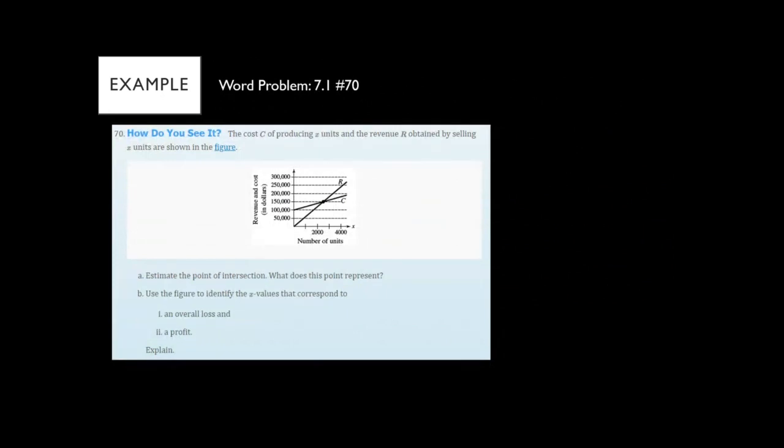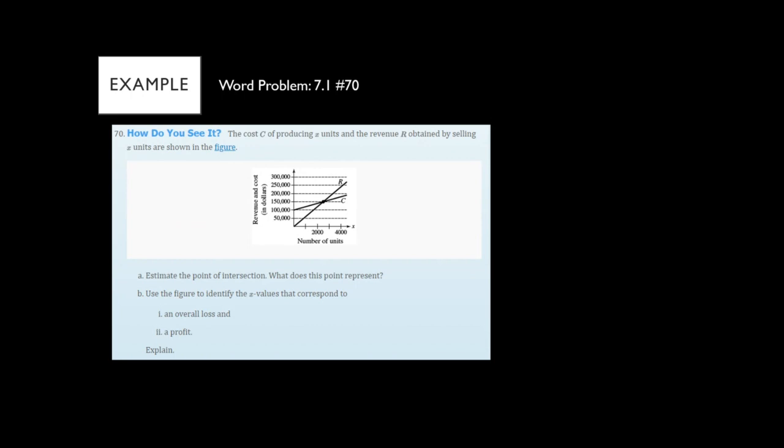Okay. Now this is also from 7.1. This is number 70. So they've already given us the graph here. And so this is a cost versus revenue graph. And this is used a lot in economics. And this is really useful for anybody that's related to business because it's usually easier to see these things graphically. So we've got the cost of producing X units and the revenue obtained by selling X units. So we've got cost and revenue. So estimate the point of intersection, and then what does this point represent?